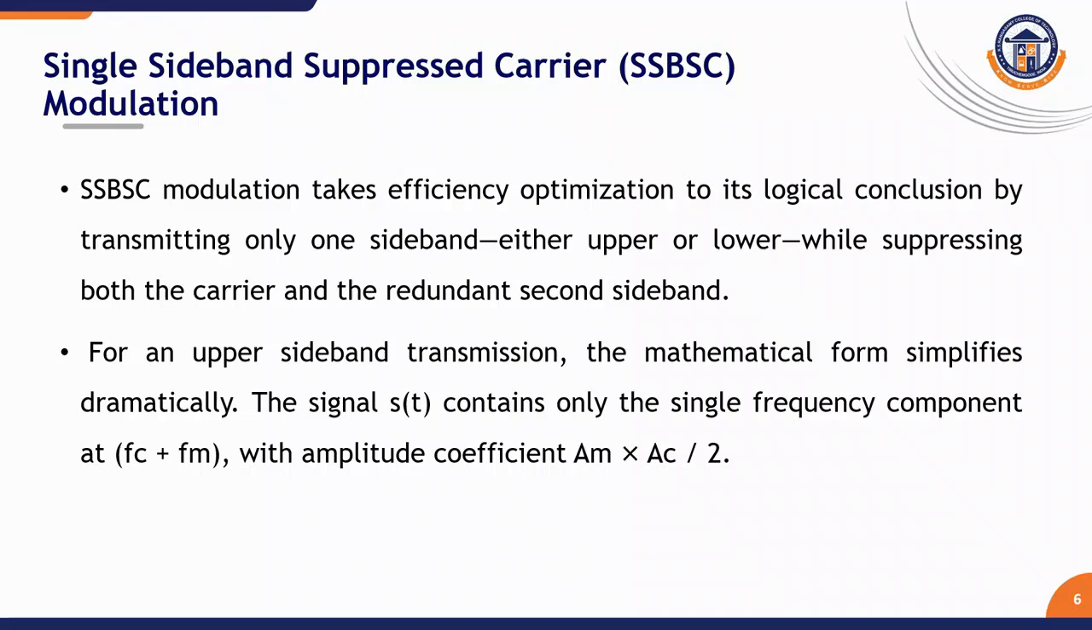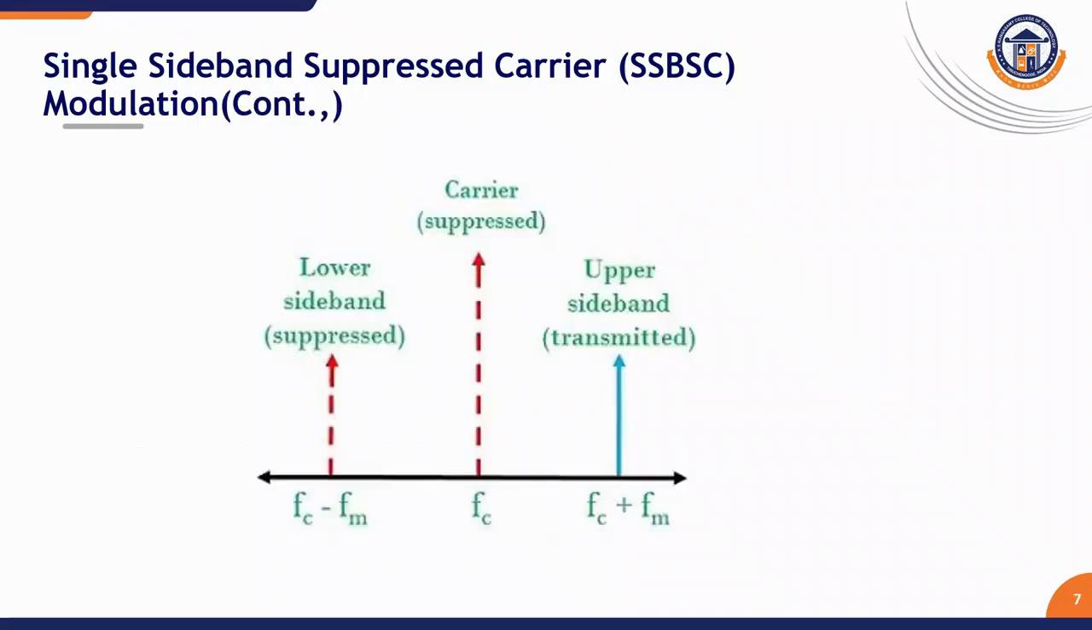SSB-SC signals can be generated using two common methods, the filter method and the phase shift method. In the filter method, a DSB-SC signal is first generated and then one sideband is removed using a sharp bandpass filter. But in the phase shift method, the message signal is phase shifted and combined with the carrier so that one sideband is cancelled.